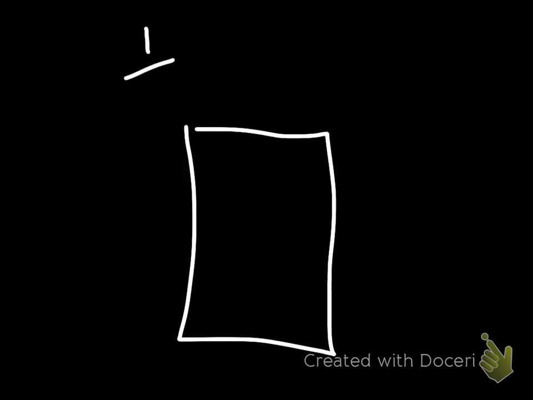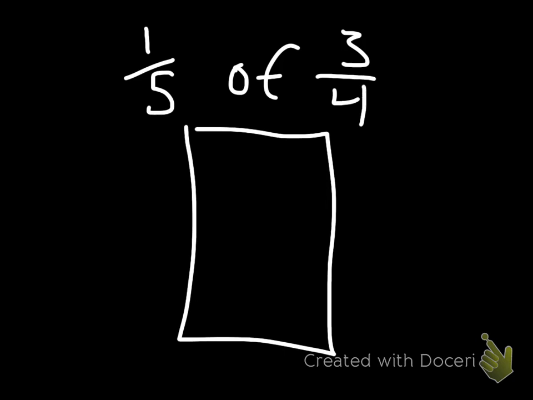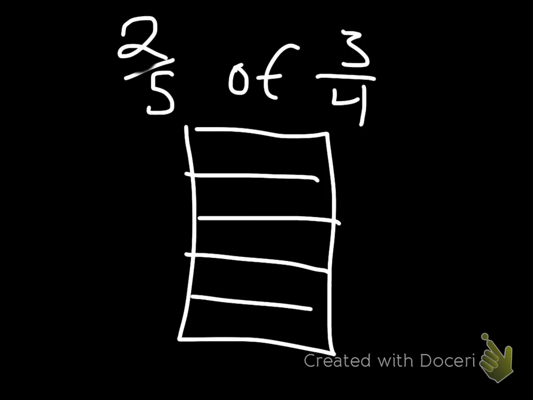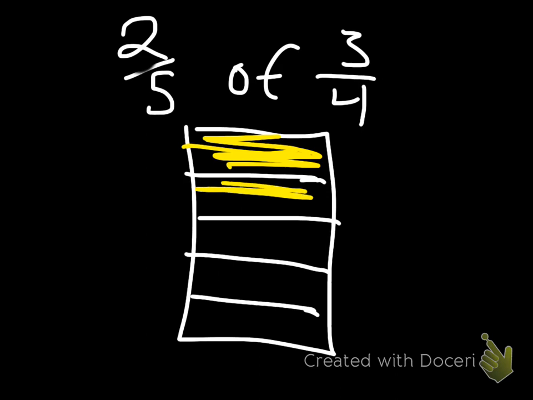Let's do 1/5 of 3/4. Actually, no, I want to change that. Let's do 2/5 of 3/4. Alright, so first I'm going to break it into fifths. I'm going to break it this way just so I have a little bit more room. And I'm going to shade in 2 of them because that's my top number. So there's 1, 2 of my fifths shaded in.